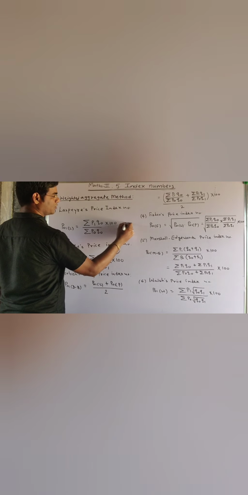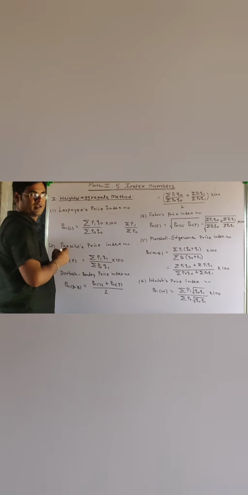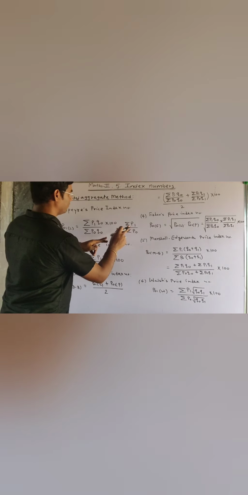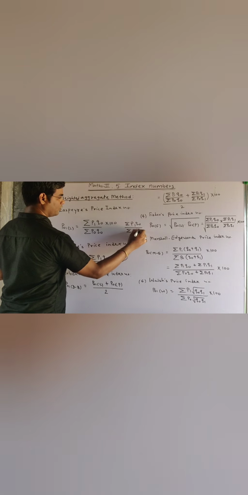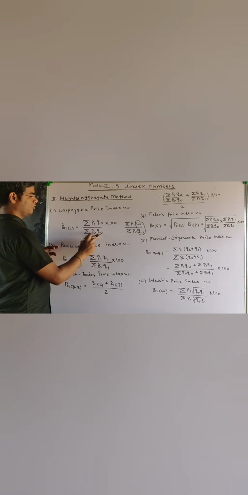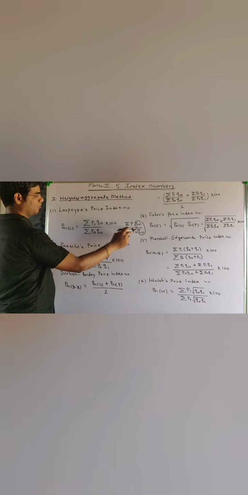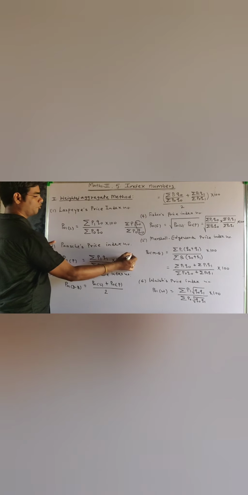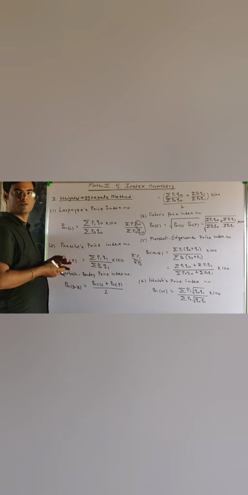Suppose the price index number, what was the formula for price index number using the simple aggregate method? The formula was summation of P1 upon summation of P0 into 100. So if we multiply here with quantity, the value is what? P1 Q0 upon P0 Q0. Here the base year quantity is taken as weights. So P1 Q0 upon P0 Q0. P1 upon P0 is fixed in the formula, like P1 upon P0 for the simple aggregate method.